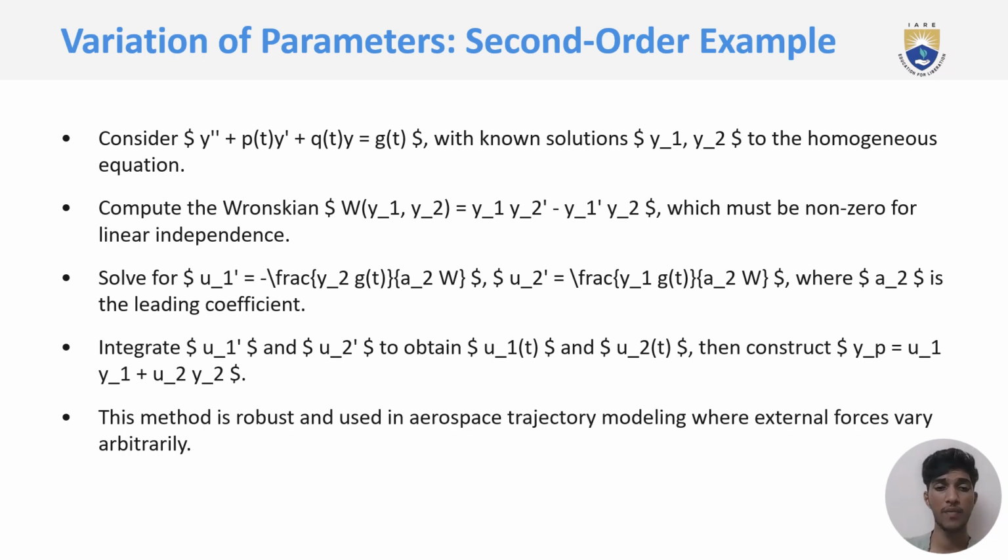For a second order differential equation, we assume the particular solution in terms of two functions. These functions are determined using equations derived from the complementary solution. The Wronskian determinant helps verify that the solutions are linearly independent. Once the functions are found, they are substituted back into the assumed form. This produces the particular solution of the non-homogeneous equation. This method is useful when the forcing function cannot be handled by simpler techniques.